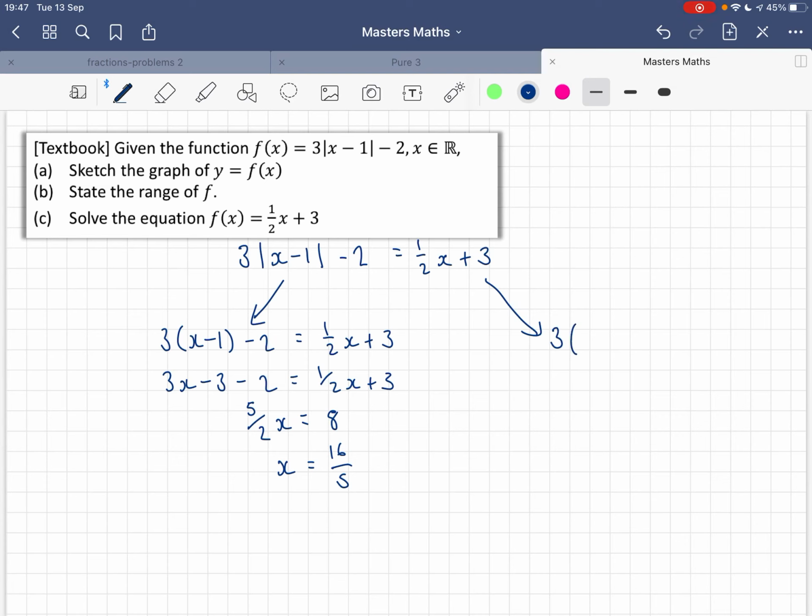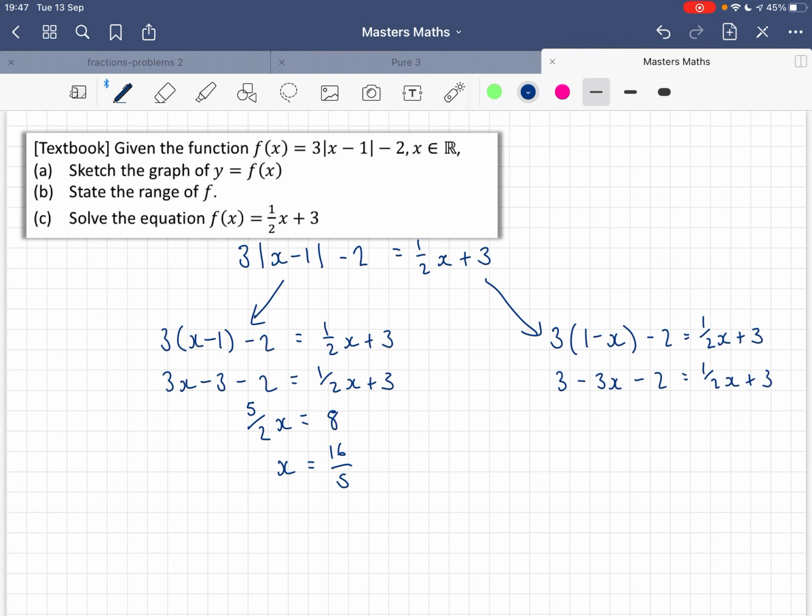Now, when we do that, the only part where the sign is changing is what is inside of this modulus, the x minus 1. The 3 stays the same sign, this stays a negative 2. It's only the x and the minus 1 where it is negated, where the sign's changed. So that becomes 1 minus x instead of x minus 1. It's still equal to a half x plus 3. And then again, expand the bracket, rearrange and simplify. So we have 3 minus 3x minus 2.